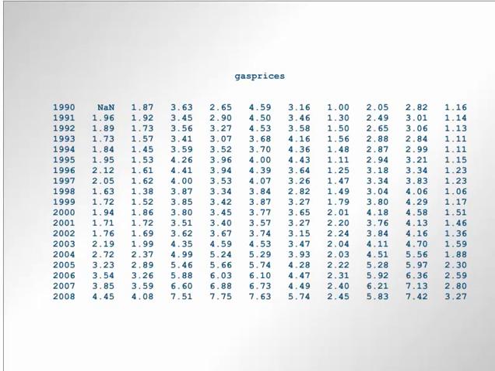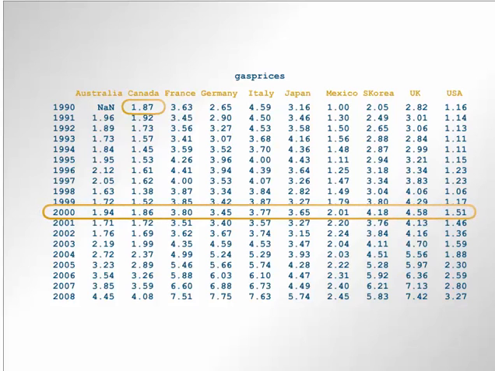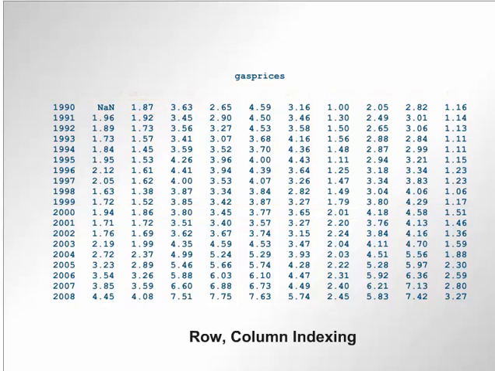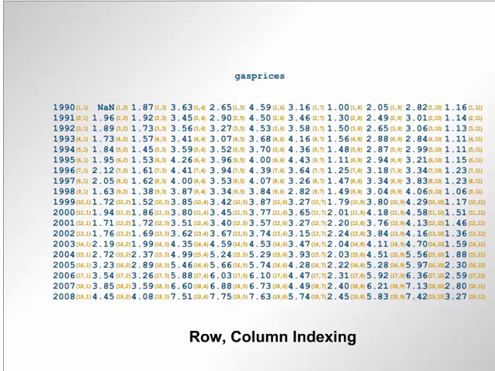When you need to extract or access relevant information from a MATLAB variable, such as the price of gas in Canada in 1990, or all of the prices recorded for a given year, you can use indexing. The most common method of indexing is row, comma, column, in which each element of a variable is designated by a unique row and column number.